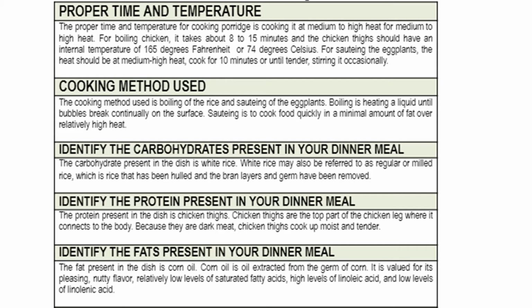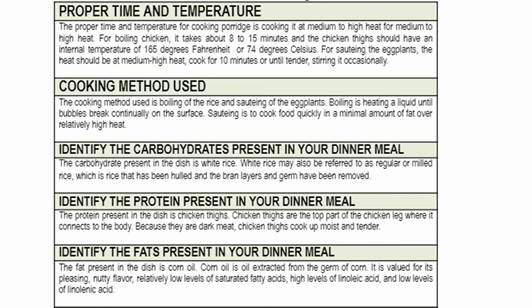The proper time and temperature for boiling chicken is 8 to 15 minutes until the chicken has an internal temperature of 165 degrees Fahrenheit. For the porridge and the eggplant, it should be heated at medium to high heat until it is fully cooked. The cooking method used is boiling of the rice and sautéing of eggplants. The carbohydrate present in the meal is white rice, the protein is chicken thighs, and fat is corn oil.